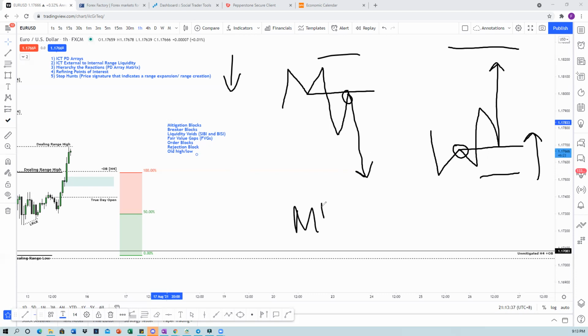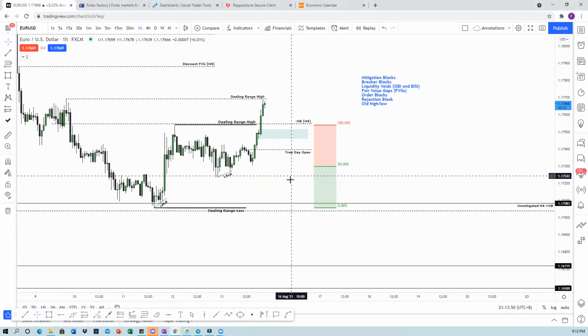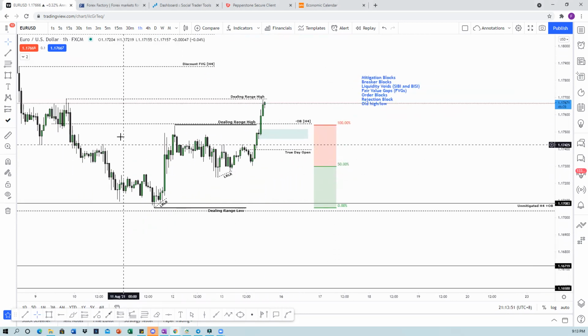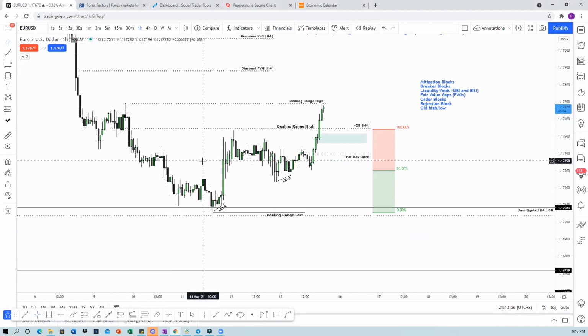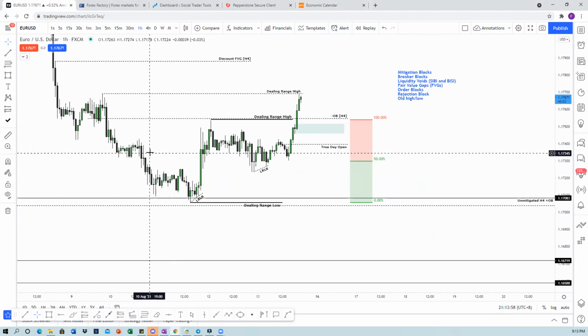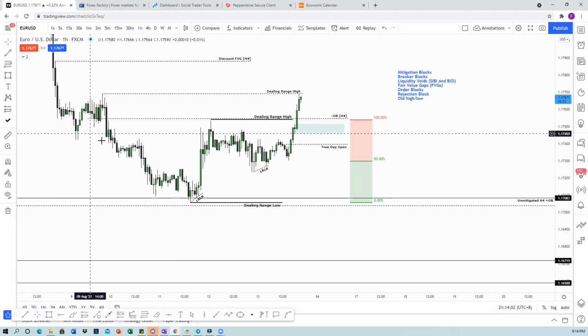If you see me place an MB on my chart, it means it's a mitigation block. So if you look at any mitigation block that has happened on Euro USD on the 1 hour chart, you can't see it. All you can see are breakers.